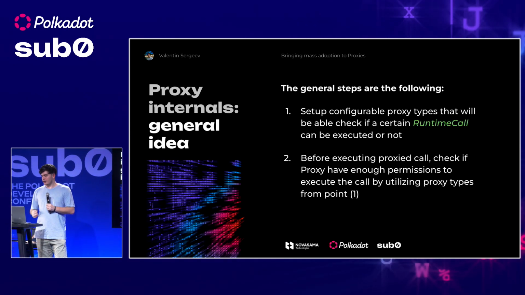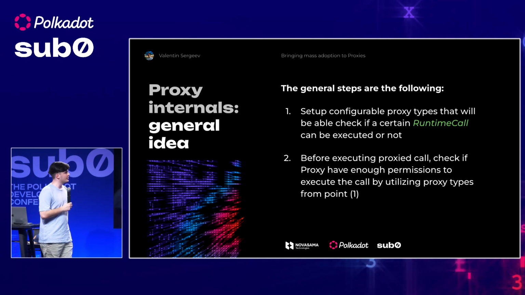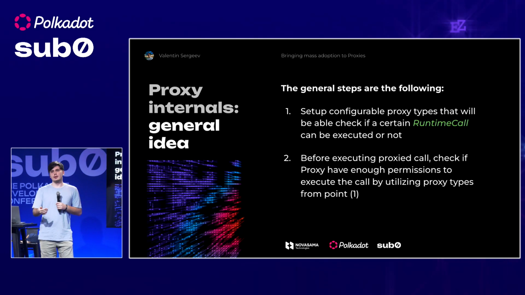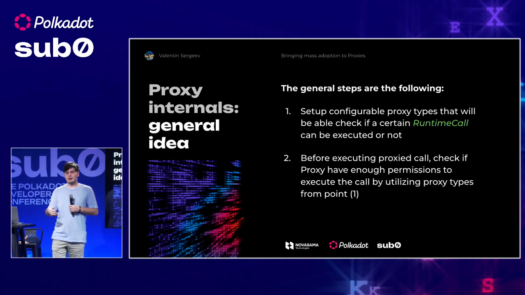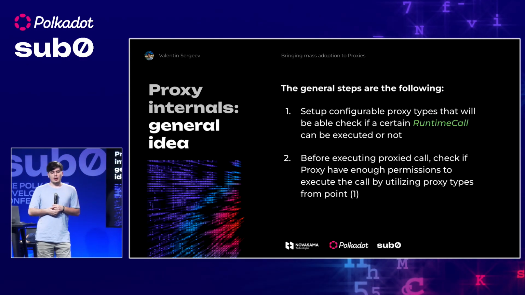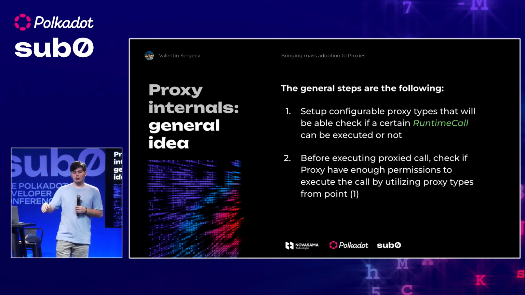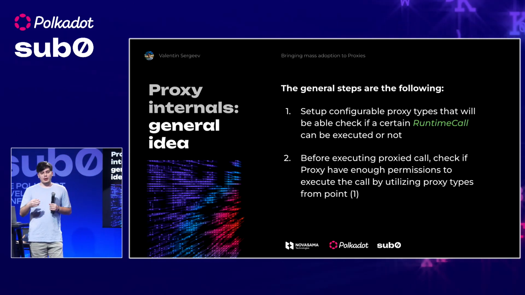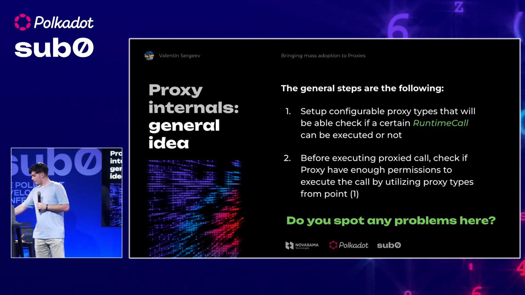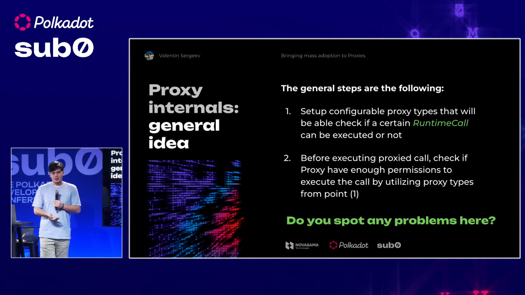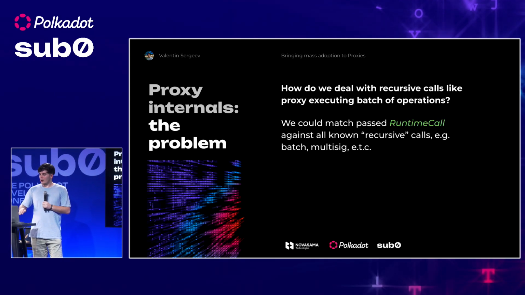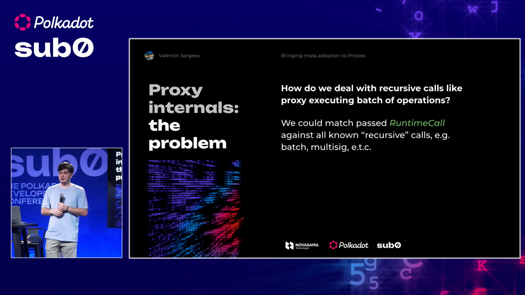So we can think about the general steps to be the following. Firstly, we somehow set up a set of permission levels and let them decide which calls they can accept and which ones they cannot. And then when executing the proxy.proxy call, we can check if we have enough permissions to execute the call. However, there is a slight, not actually slight, but a significant problem in this approach, which is how do we deal with recursive calls.